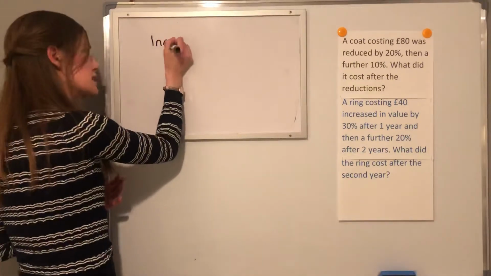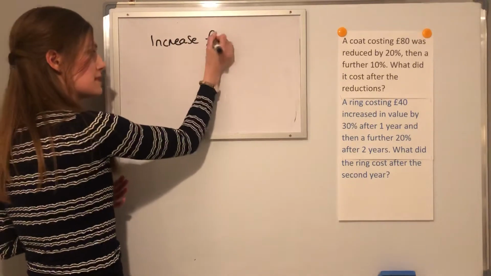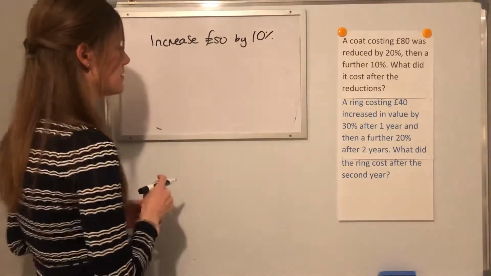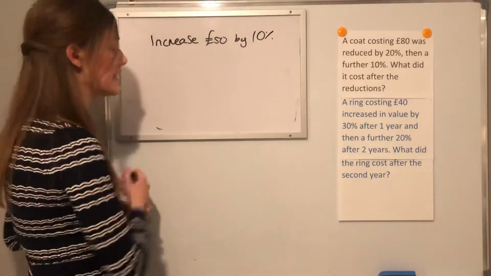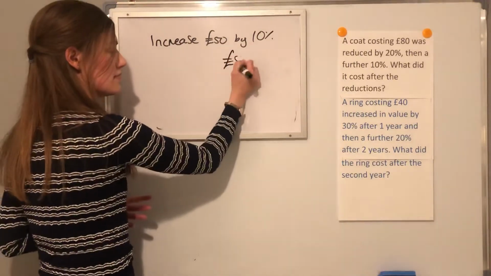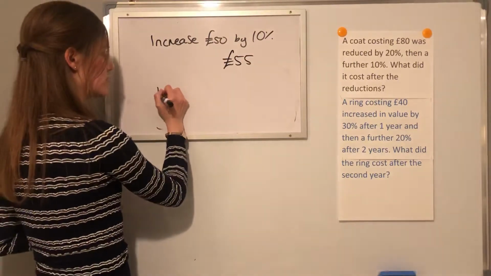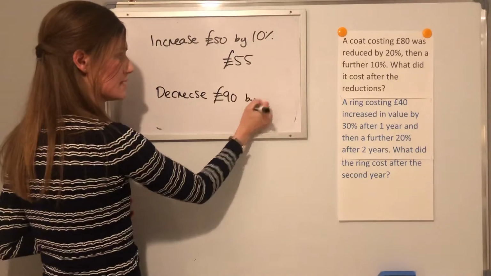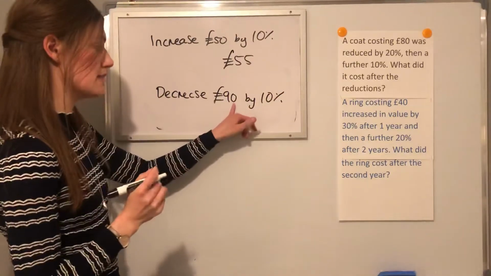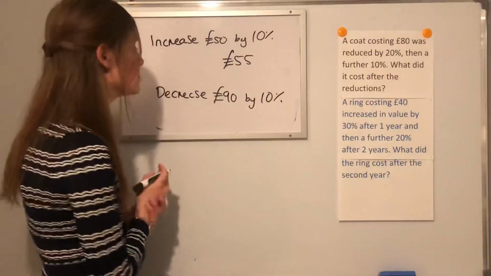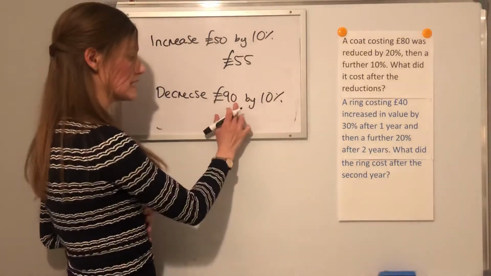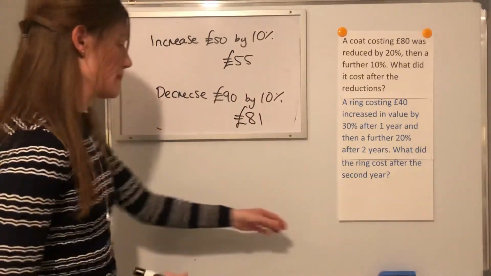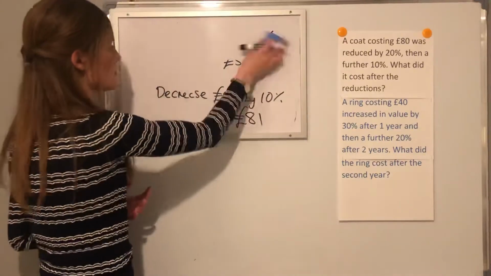So, if you wanted to increase £50 by 10%, you find 10% of £50, which is 5, and then you just add it on, 55. If I wanted to decrease £90 by 10%, I find 10%, but then I take it off because you're decreasing it. So 10% is 9, take it away, makes 81.